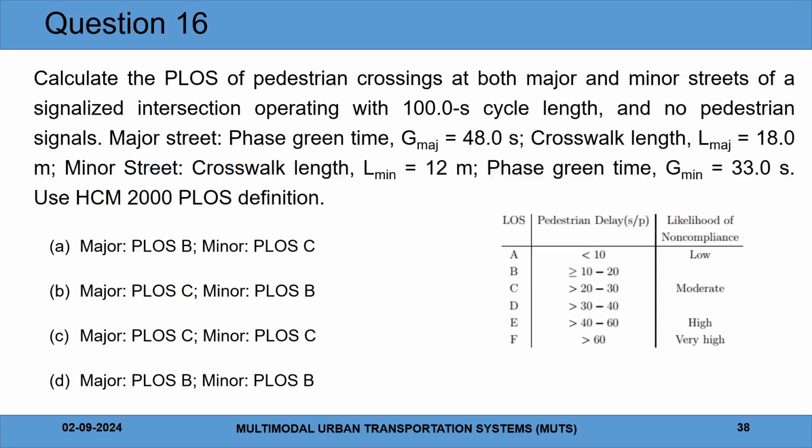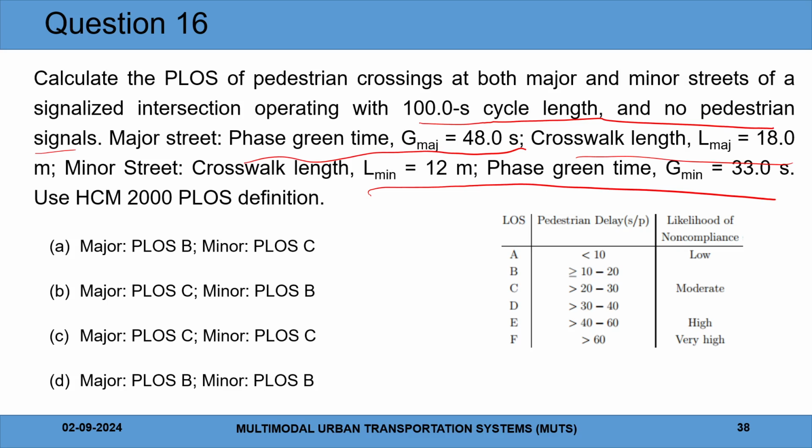Then calculate the PLOS of pedestrian crossing at both major and minor street of a signalized intersection operating with a 100-second cycle length and no pedestrian signals. The major street green time is given, the crosswalk length is given, and the minor street values are also given, and this PLOS one is the table.